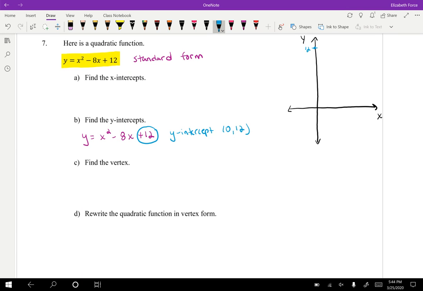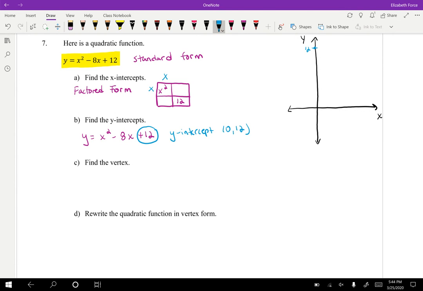Now part A is asking for the x-intercepts. And remember, to find the x-intercepts quickly, it's easiest if it's in factored form. So because this is standard form and we want to turn it into factored form, we want to go ahead and factor it. Now if you are a box method fan, this is just reversing the box. So I'll set up my box. I'll put my x squared. I'll put my 12.